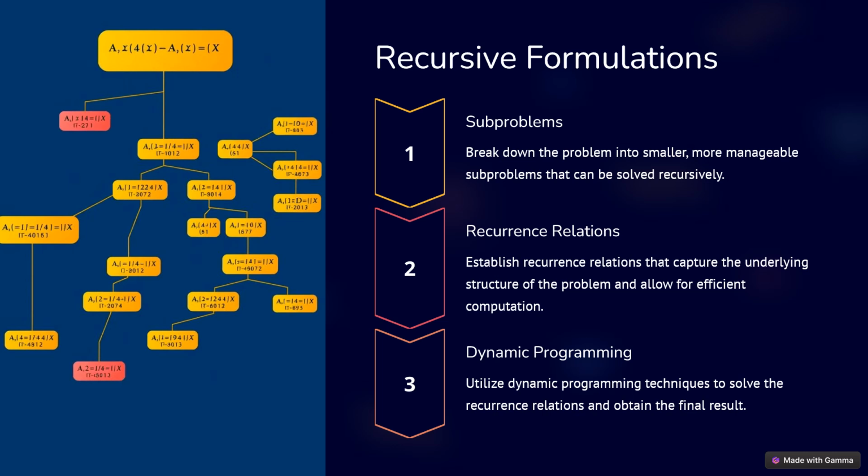Recursive formulations are divided into three parts based on subproblems, recurrence relations, and dynamic programming. Subproblems: breaking the problem into smaller, more manageable subproblems that can be solved recursively. Dividing the problem into smaller parts makes it easier to solve by using the subproblems.